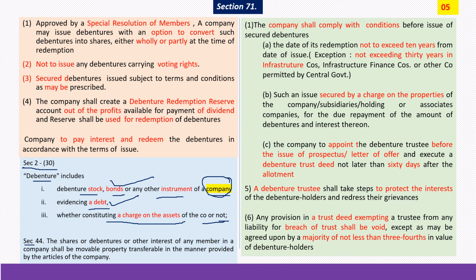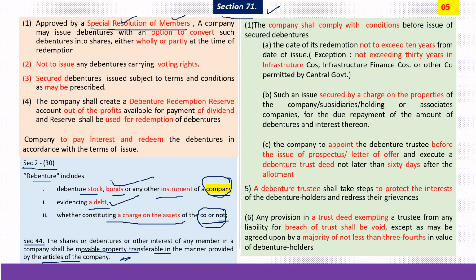And Section 44 of the Act says it is to be treated as a movable property transferable in the manner provided by the articles of the company, which is a point just to be noted that it could be transferred as an instrument and it could be secured or unsecured. Let us come to Section 71 to find out what it talks about. Section 71 says any issue of debentures has to be approved in advance by a special resolution in the meeting of members.